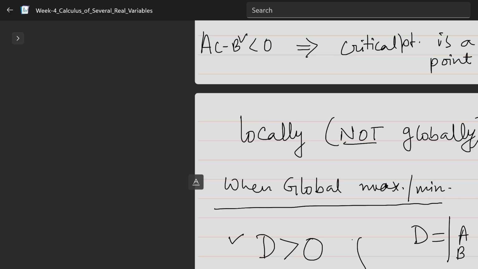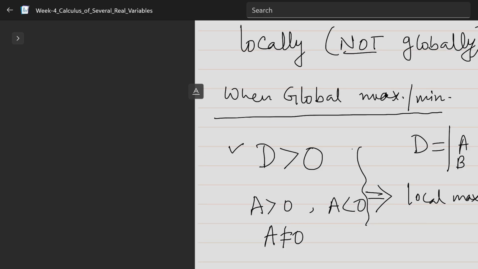Here A cannot be zero, first of all, because D positive means AC minus B square is positive. So A into C is greater than B square, and B square is always positive. So A cannot be zero. Either A positive and C positive, or A negative and C negative. Either both positive or both negative. So A zero is not the question. The question is why it is local, not global.